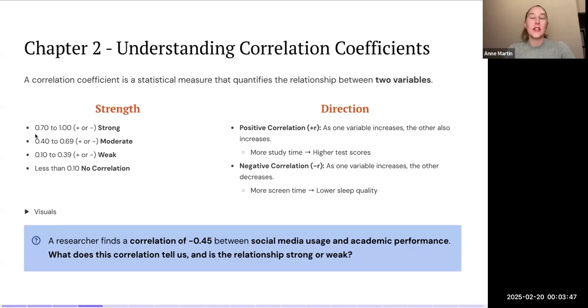And so the correlation coefficient is a number. We use R to indicate the correlation coefficient that can describe both the strength and the direction. So the strength is by the value of the correlation, and then the direction is whether or not it is positive or negative. But you can have a very strong correlation that is also a negative correlation, or you could have a weak correlation that is a positive. So here you can see some of the ranges for a strong, moderate, or weak correlation.